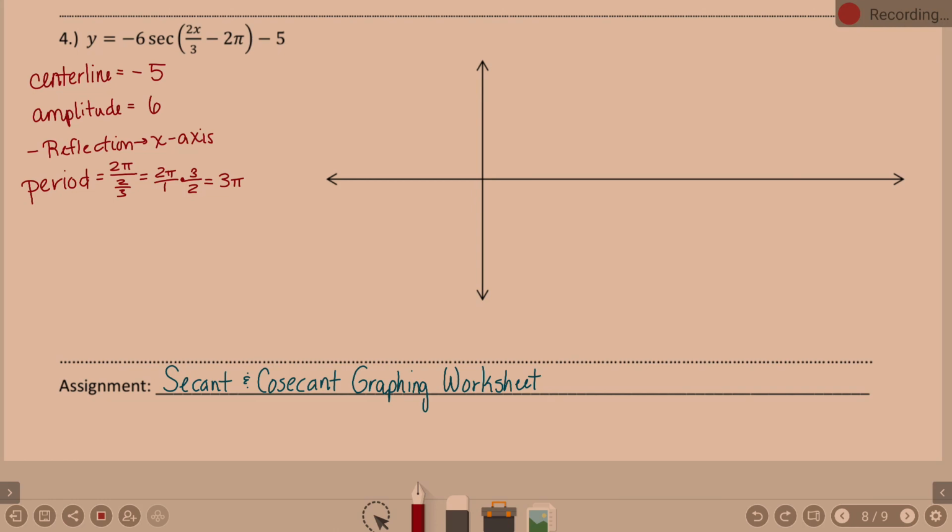And phase shift. Phase shift is C over B. So opposite the sign. 2 pi divided by 2/3. Familiar? 2 pi divided by 2/3 again is 3 pi. Left or right? Right. It is going to be 3 pi to the right.